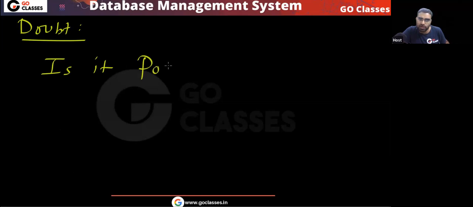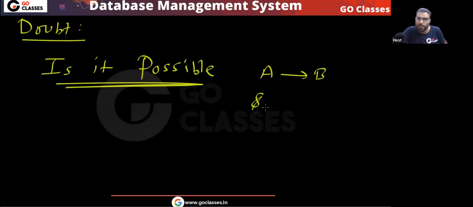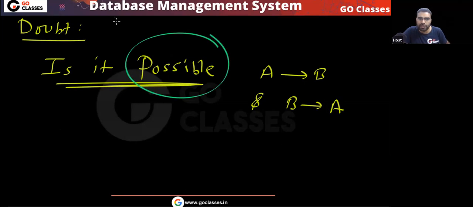A student is asking, sir, in this case we only know that A determines B, but B does not determine A. In the FD lecture, you gave an example. We cannot guarantee, right? Okay, this is a student doubt. Is it possible that A determines B and B determines A?